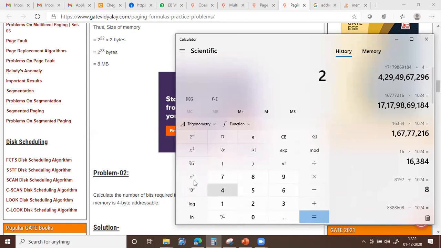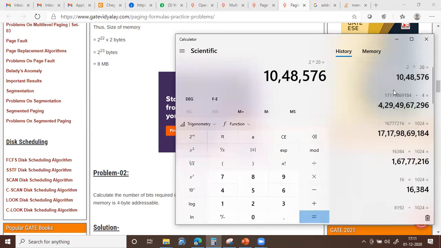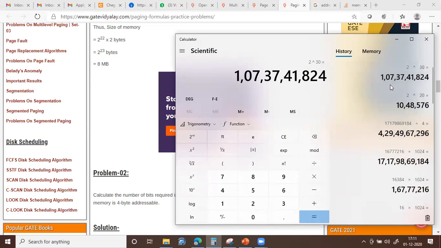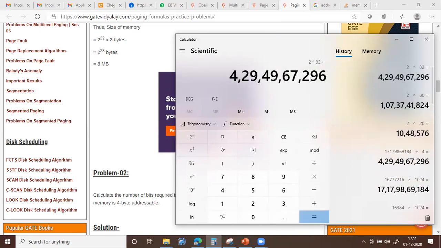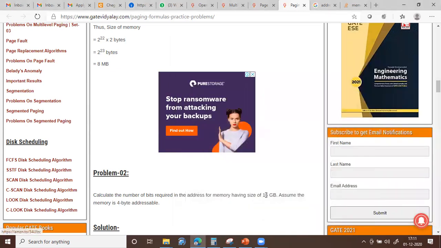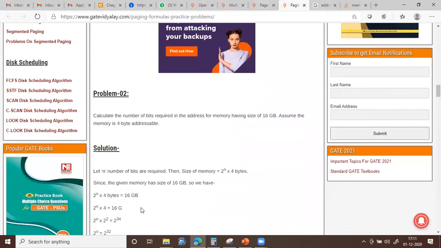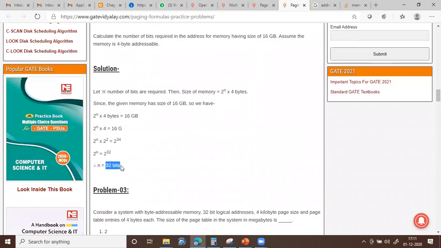We can do some trial and error. Say I try 2 power 20. It is not sufficient. Let me try 2 power 30. It is coming somewhat close. So I can try 2 power 32. 2 power 32 is 4294967296, exactly this. So 32 bits are required to address 16 GB of memory if the memory is 4 byte addressable, that is, each location occupies 4 bytes. So the answer is 32 bits.